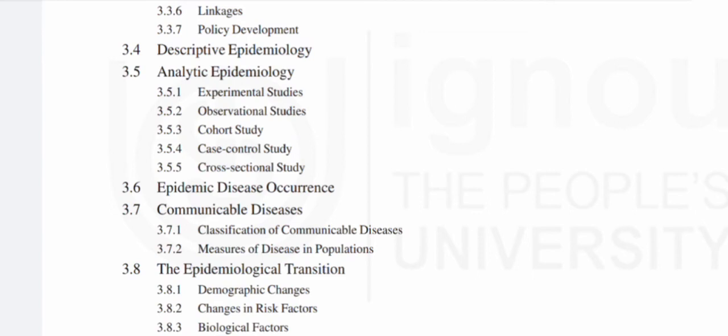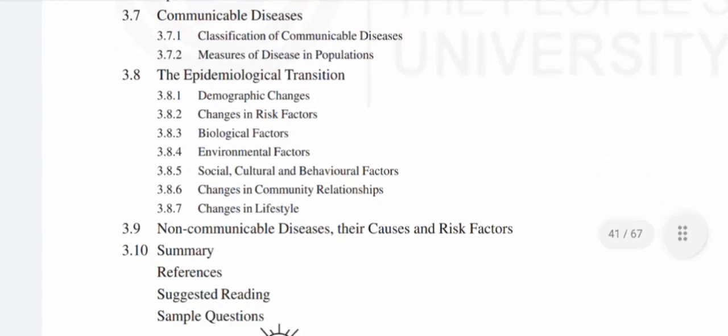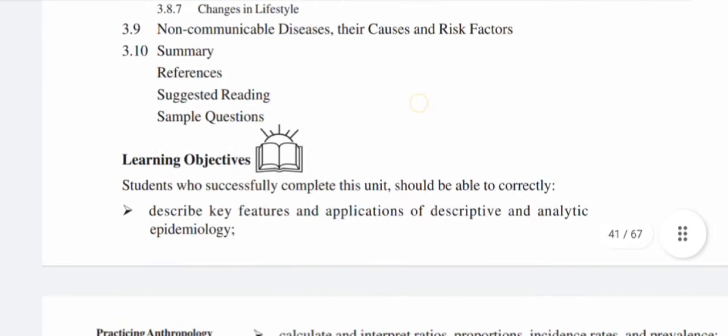populations. After that, we will discuss the epidemiological transition, in which we will discuss demographic changes, changes in risk factors, biological factors, environmental factors, social, cultural, and behavioral factors, changes in community relationships, changes in lifestyle. After that, we will discuss non communicable diseases, their causes, and risk factors. At the last, we will discuss summary.